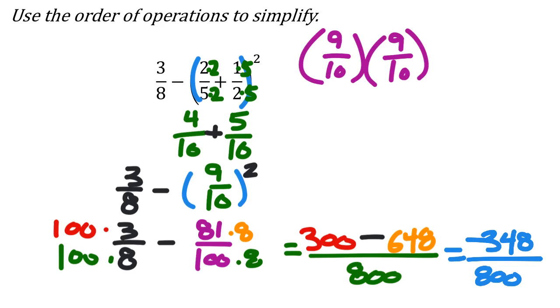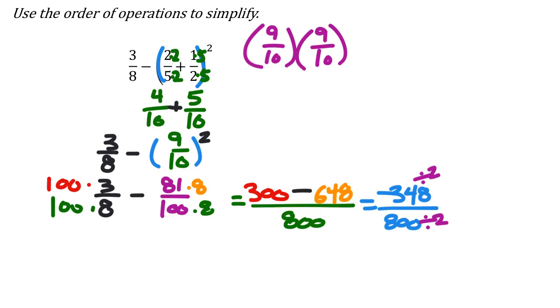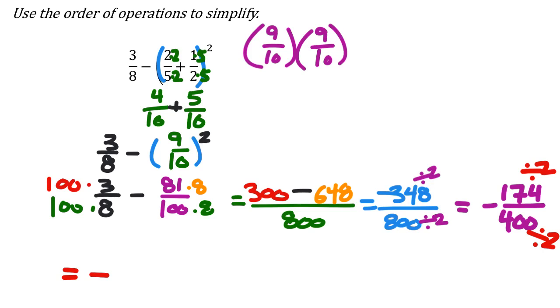Well, both of these, it looks like they should be divisible by 4, but just to make it easier, I'll divide both these by 2. To make, that'd be still negative 174 over 400. So this is, yeah, still divisible by 2 there. And then we get negative 87/200ths.